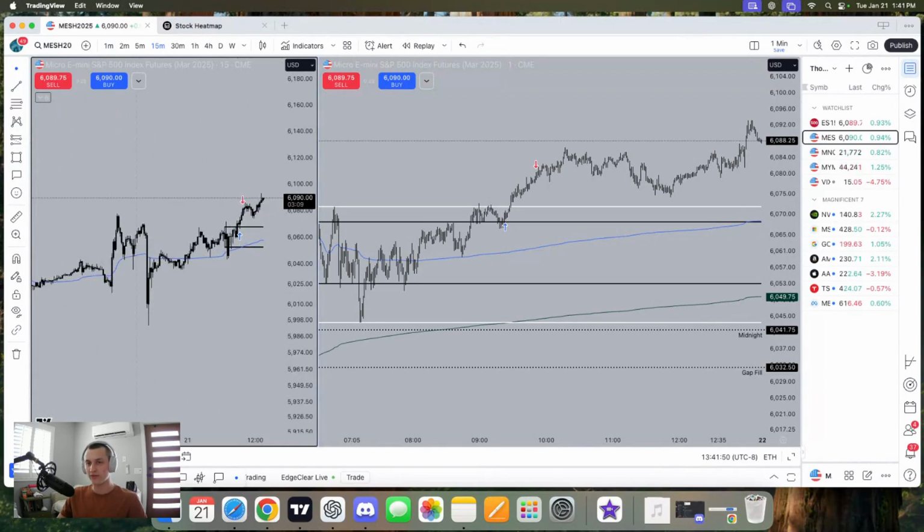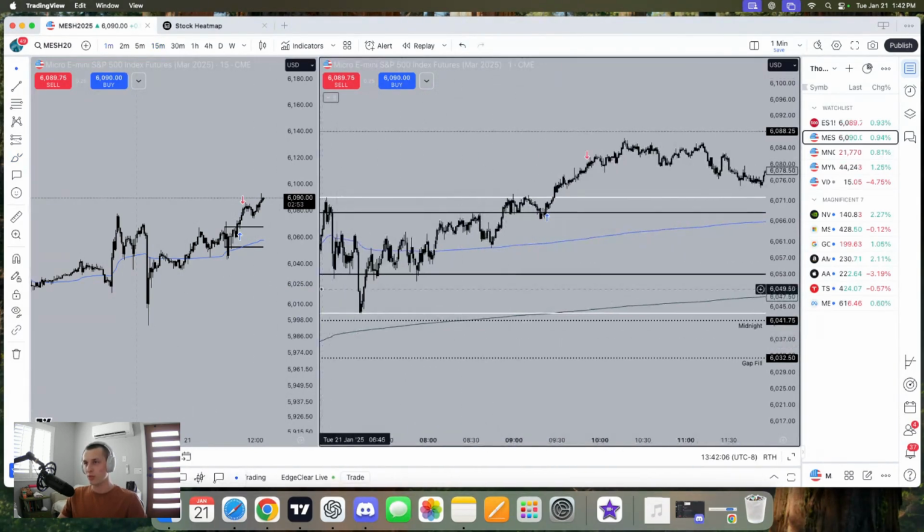The only way I would have taken a short today is if we broke under this VWAP, retested this level of structure, and then fell off. I would have been looking for a short there. That was my game plan going into the morning. If that didn't happen, I knew I was long biased.